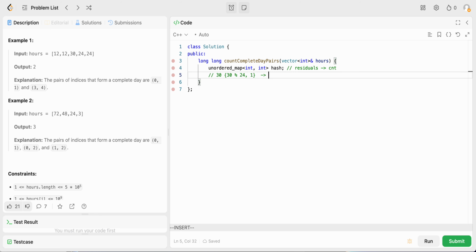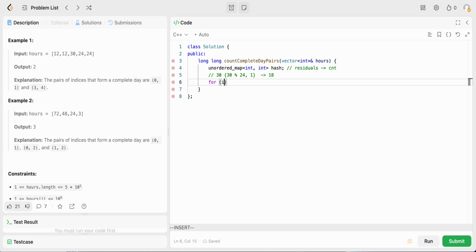Then suppose we see something like 18. Then we immediately know that we need a residual of 6 to form a 24. Then we can look at this hash to get this value, and then add this count, because this means how many we can form with this number to get 24. Okay, then we'll continue to write the code.